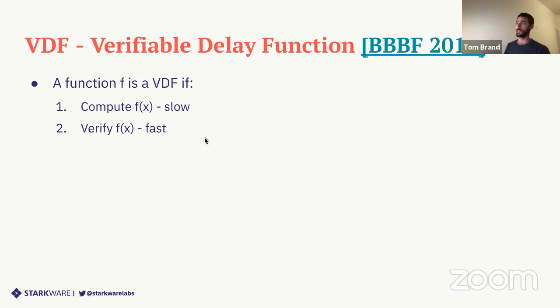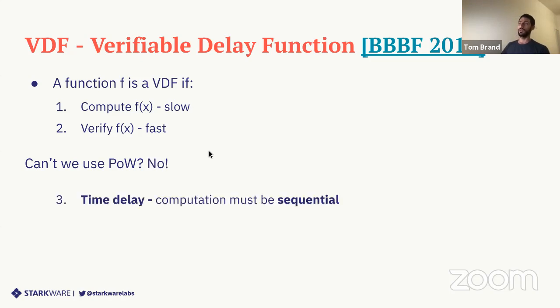Maybe to some of you, one kind of function immediately comes to mind, and it is proof of work, right? It takes a lot of time to find a solution to a proof of work, but it's very easy to verify it. And the question is, can't we just use it? So the answer is no, because there is another property which defines a VDF, and this is that the time delay it takes to compute this function is sequential.